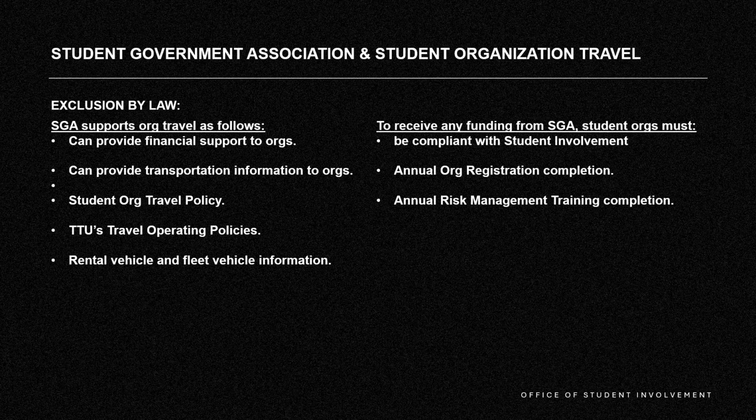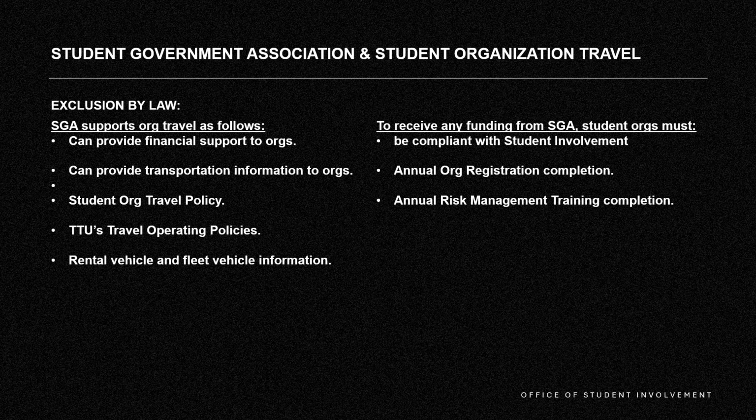Student Government Association and Student Organization Travel. Please note that the student organization support can help organizations travel as follows. They can provide financial support to organizations. They can provide transportation information. They can also help you understand the travel policy and operating policies. They can also help support you in finding a rental vehicle or fleet vehicle information.